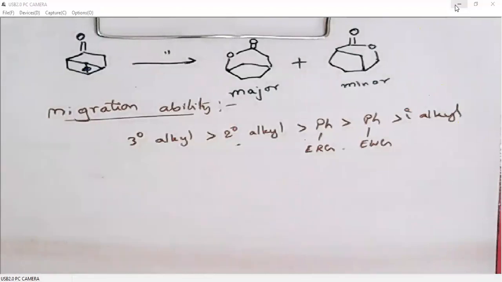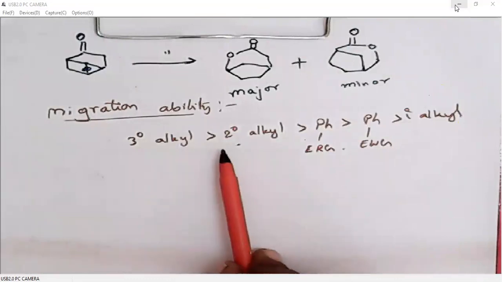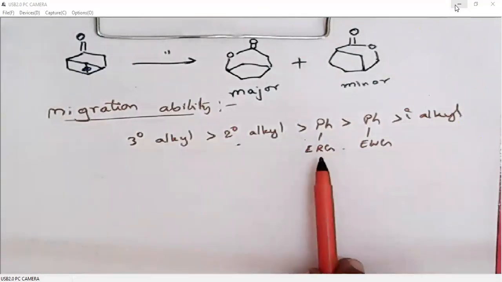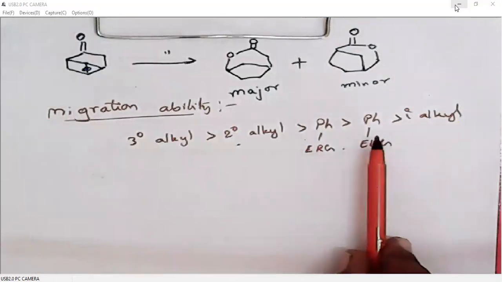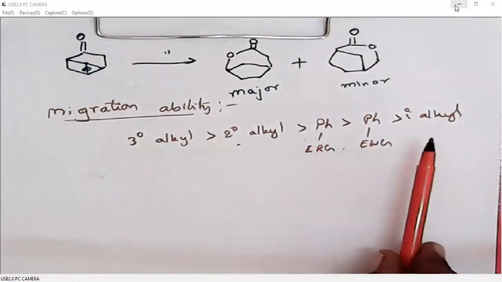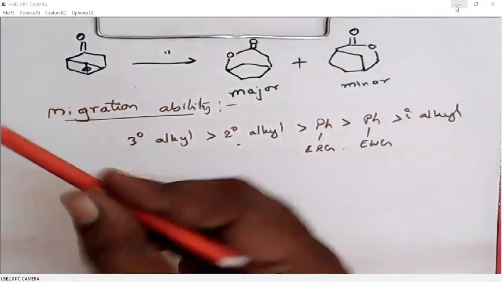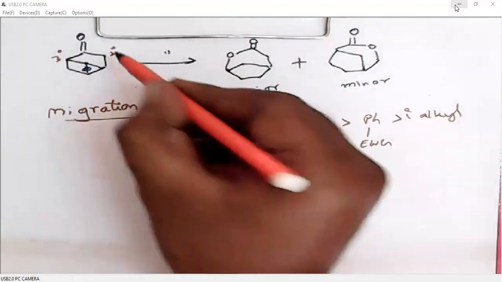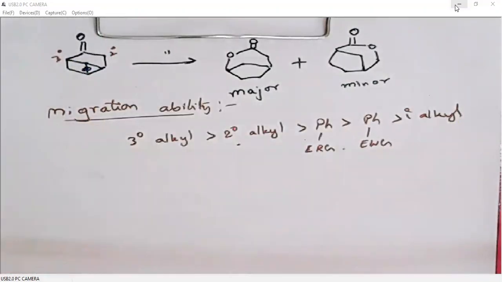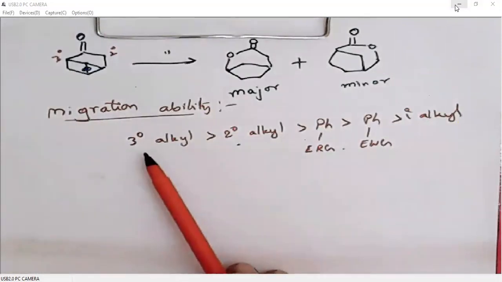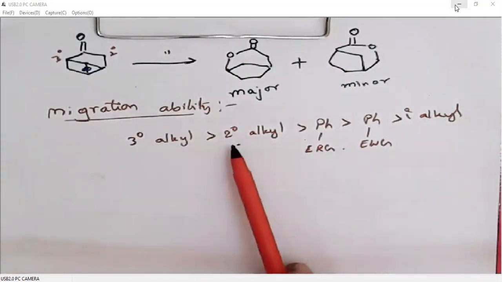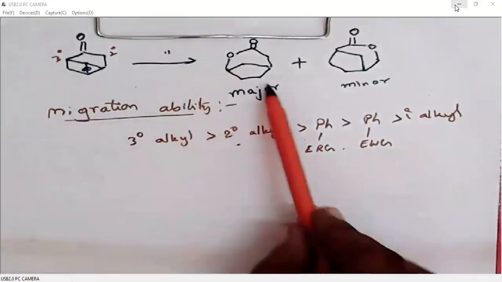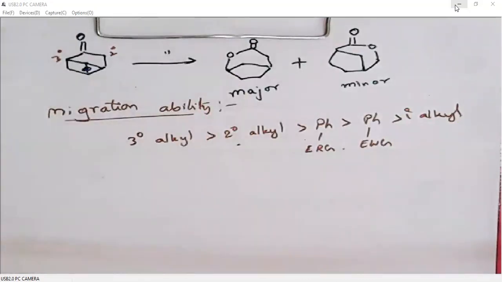So when we look at the migration ability, tertiary alkyls migrate faster than secondary, then phenyl aromatic rings with electron releasing groups, then aromatic rings with electron withdrawing groups, then primary alkyl. So in this case, it is a tertiary alkyl group because it is bonded to 3 carbons. It is a secondary alkyl group because it is bonded to only 2 other carbons. So tertiary has the first priority over secondary alkyl. So the tertiary alkyl group migrates and it will give the major product. So in Baeyer-Villiger also we will get major and minor.